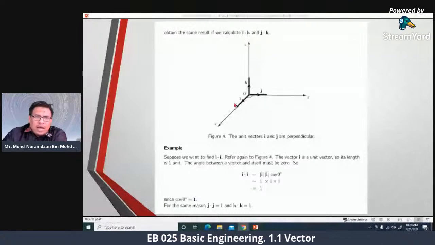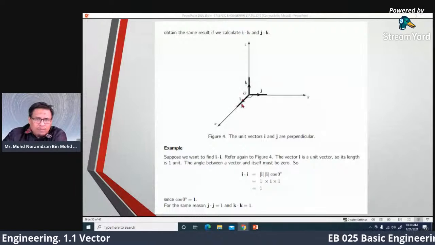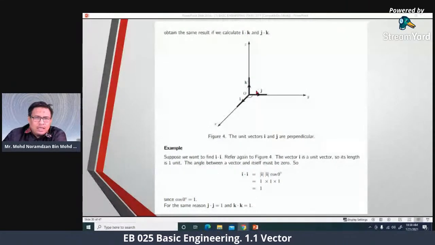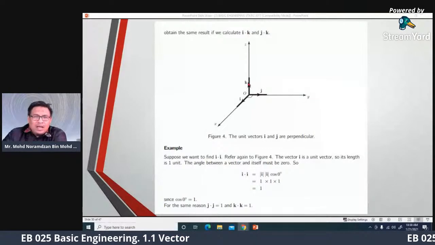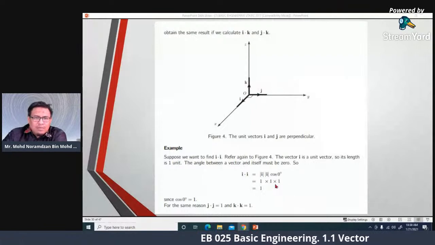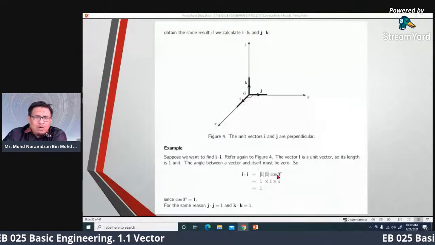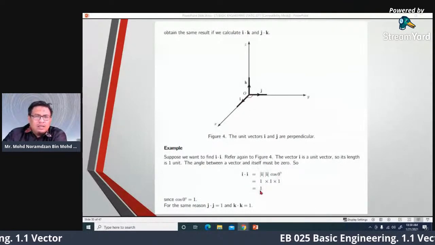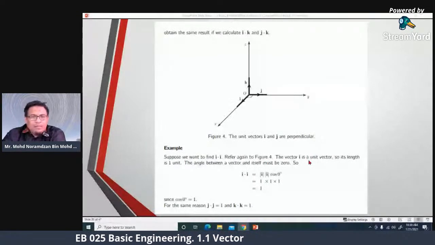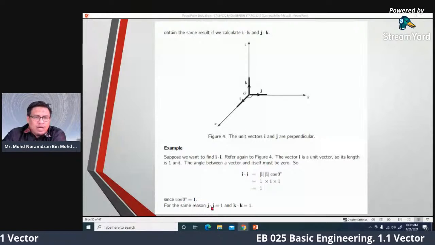Actually, i dot j is |i||j| cos 90, and cos 90 is 0. i dot k is cos 90, which is 0. k dot j is also cos 90, which is 0. For i dot i, the angle is 0, and cos 0 is 1. We get the answer 1. Since cos 0 is 1, j dot j is 1 and k dot k is 1.